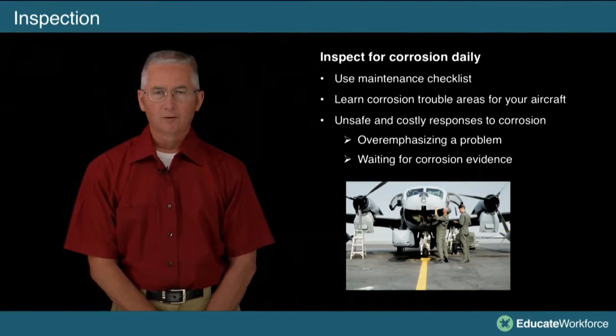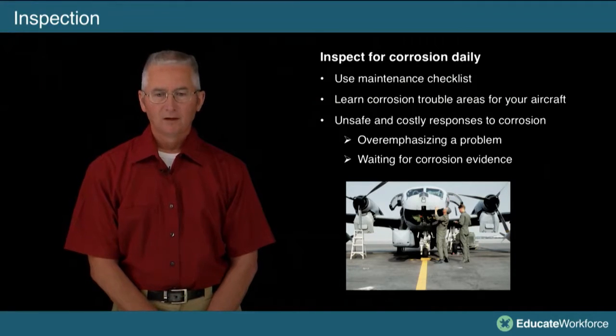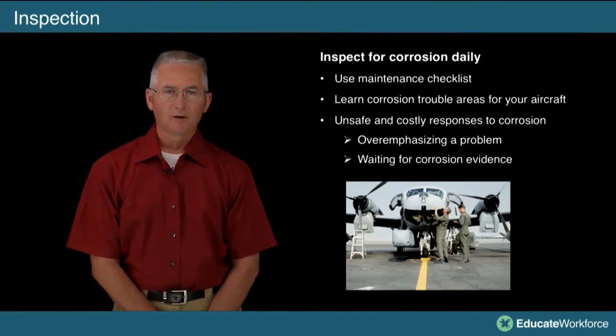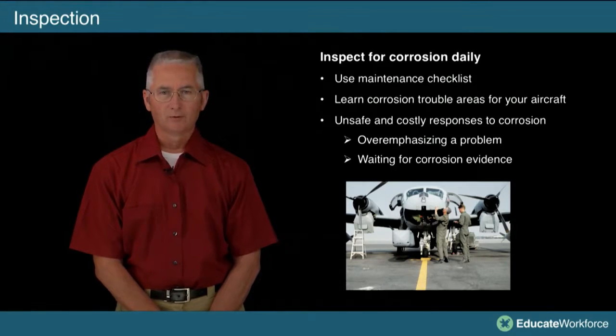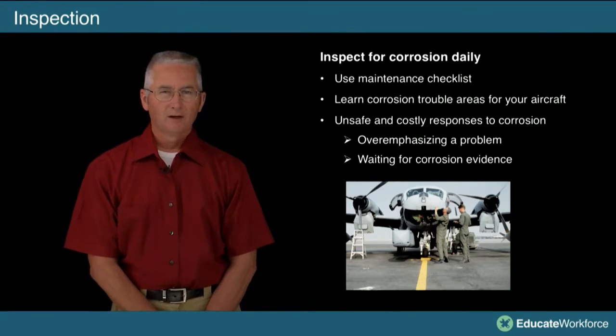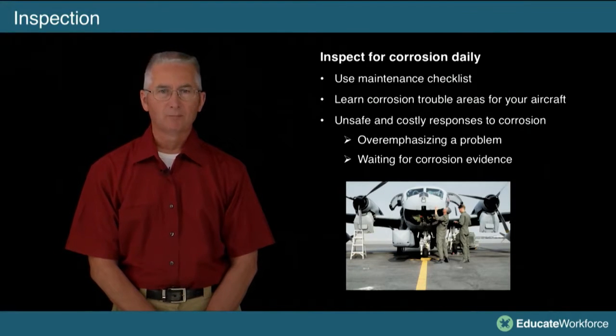Before we begin corrosion removal, first we have to perform an inspection. So for our daily inspection, we want to use our daily inspection checklists. Anytime you're on your airplane, you want to be looking overall for areas that are prone to corrosion. You want to be looking for bubbles in the paint, and areas where the paint is chipped or removed.